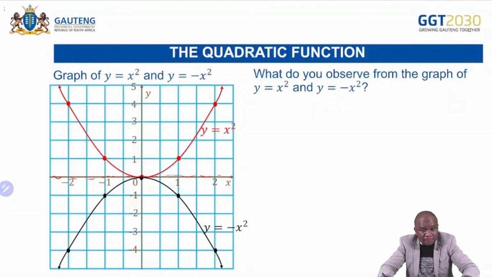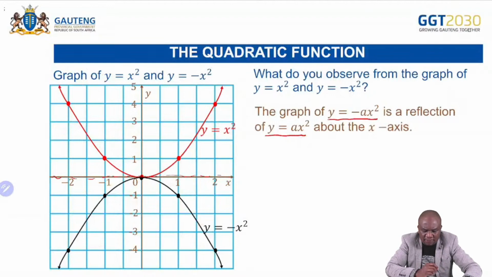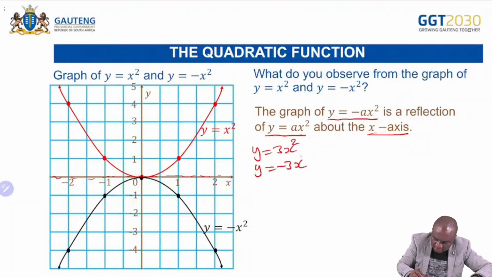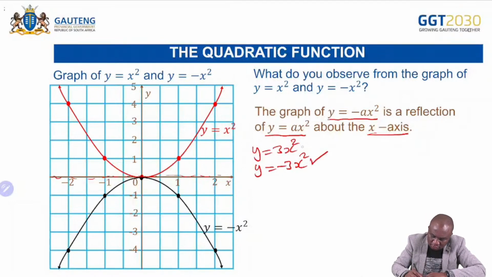Remember reflections? Okay, so now the graph of y is equal to -ax squared is a reflection of y is equal to ax squared about the x-axis. Let me give you an example. We have y is equal to 3x, and y is equal to -3x. Oh, sorry, squared. Now this is linear. Okay, squared now is quadratic. So this graph is a reflection of this graph about the x-axis.